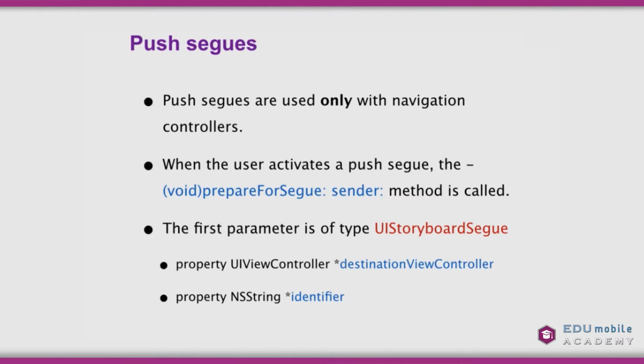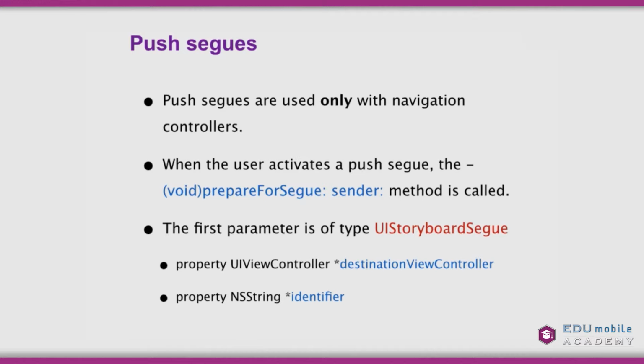The first parameter of this is a UI storyboard segue, and it has two very important properties that we're interested in. The first is the view controller that we're going to, and it is called destination view controller. It is typed as a vanilla UI view controller. The second is a string property, and it is called identifier. And this corresponds with the identifier we set for the push segue in Interface Builder.